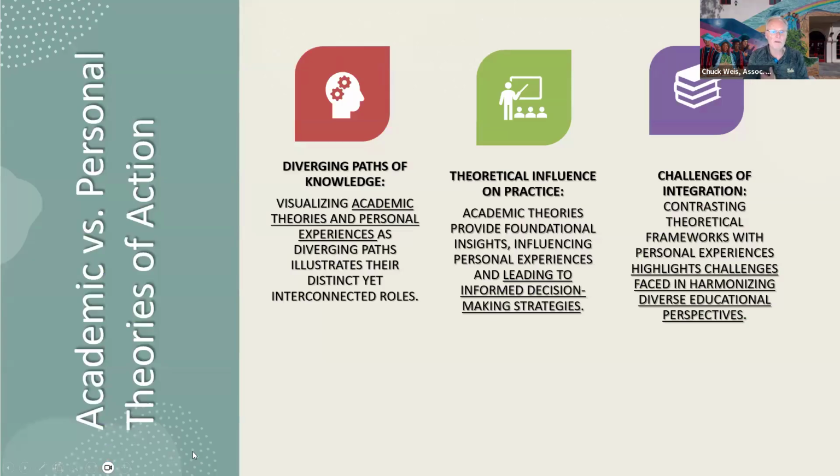So here are the personal theories of action. He says visualizing academic theories and personal experience as diverging paths and yet interconnected roles, that we need to actually bring our personal theories into academic theories, and that it leads to better informed decision-making processes. And the challenges to integrating are harmonizing diverse educational perspectives, which is what happens when you try to contrast theories and frameworks with personal experiences.